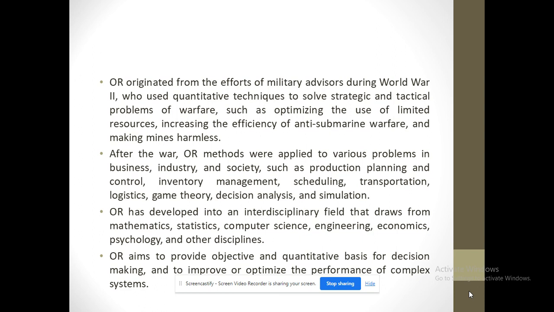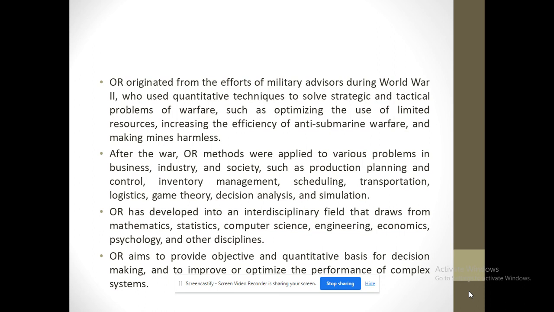The success of OR in wartime inspired many scientists and managers to apply it to other domains after the war. OR methods were used to solve various problems in business, industry, and society. OR has developed into an interdisciplinary field that draws from mathematics, statistics, computer science, engineering, economics, psychology, and other disciplines.